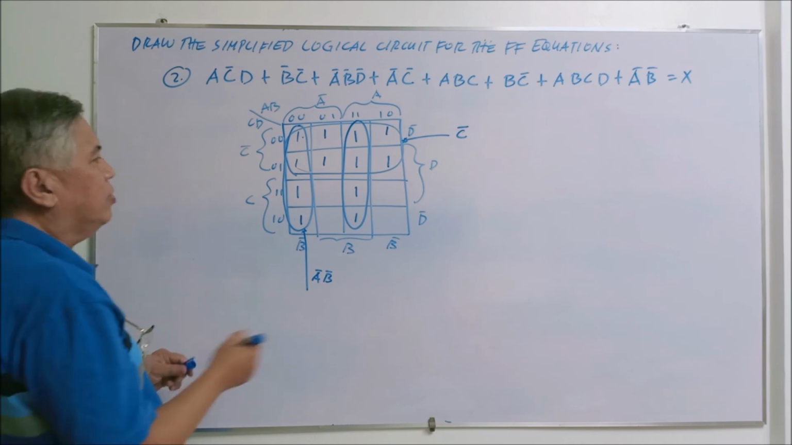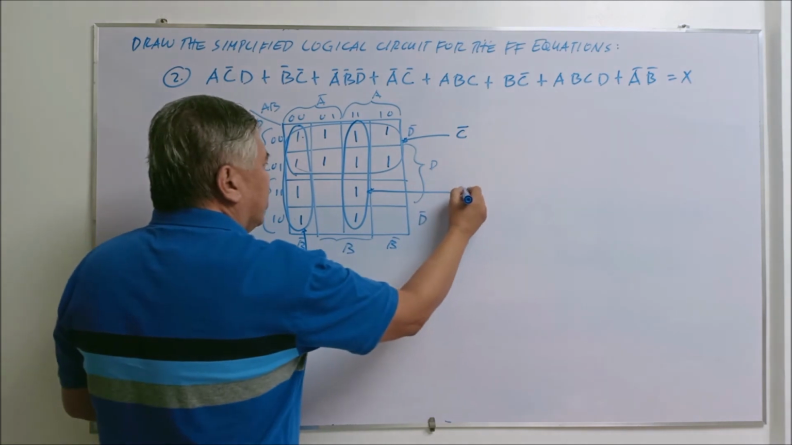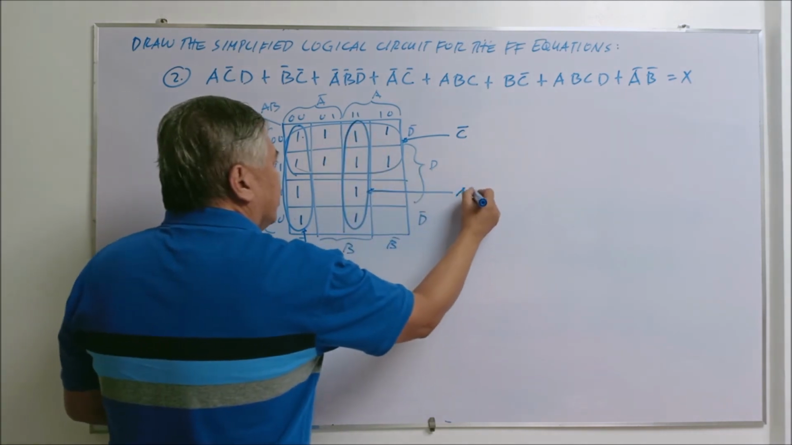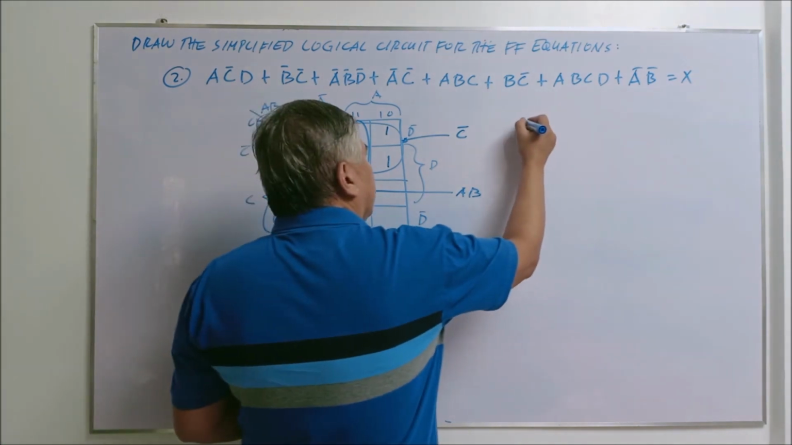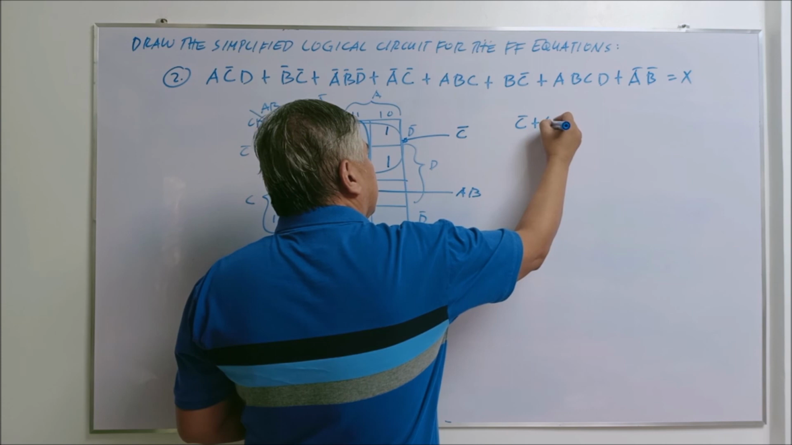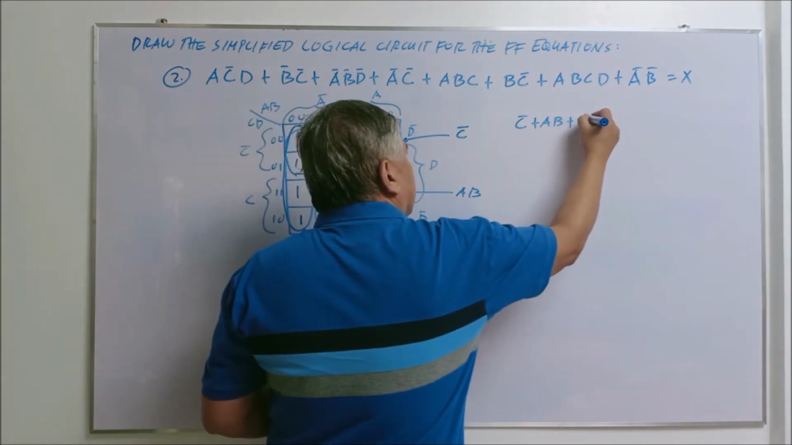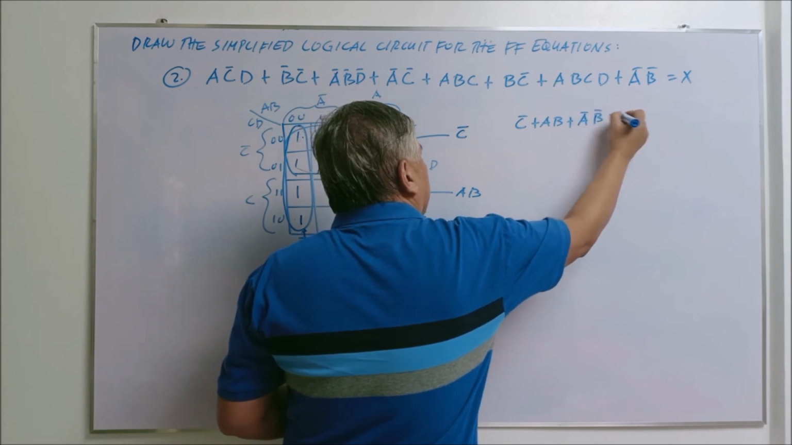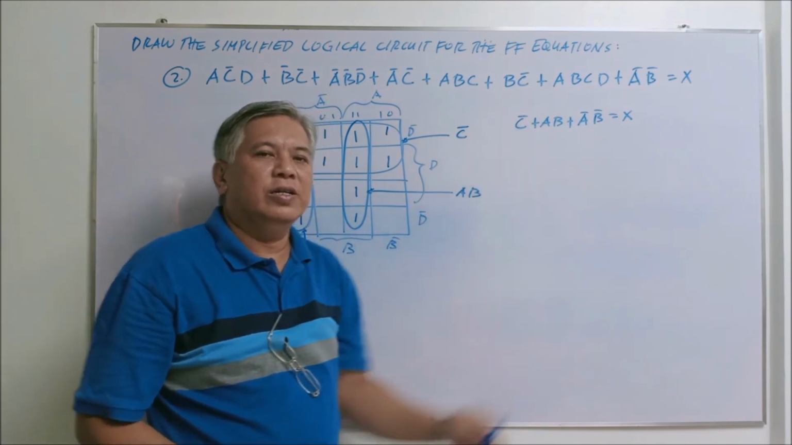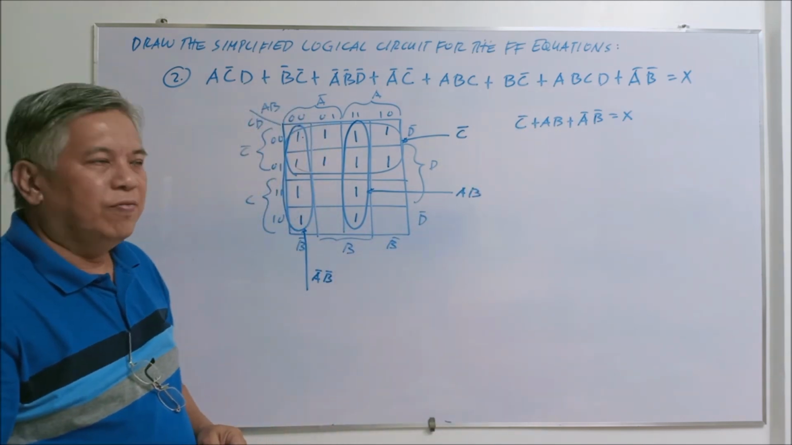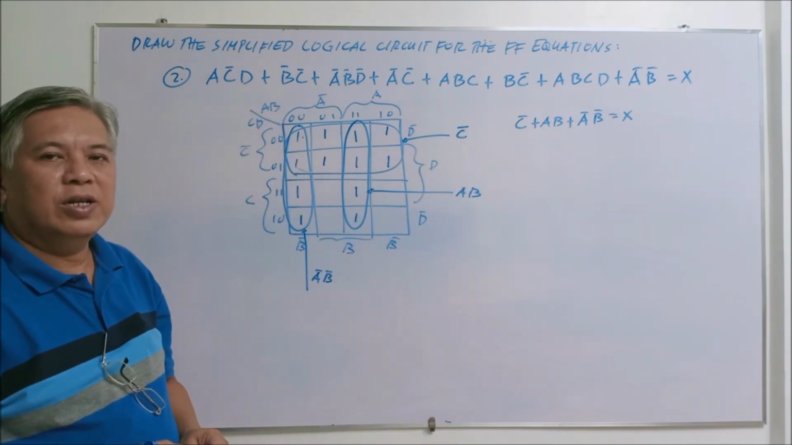Okay? How about this one? This one here belongs to A, at the same time belongs to B. Okay? So the final equation will be C bar plus AB plus A bar B bar is equal to X. Again, the location of the variable terms can be interchanged. So this will now be the simplified logical equation.